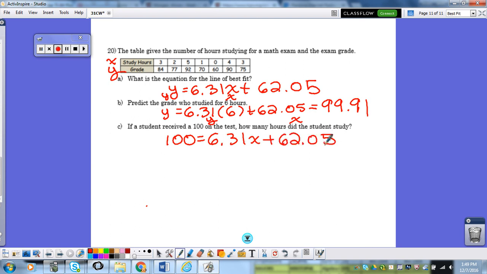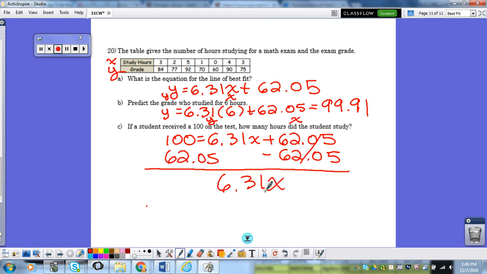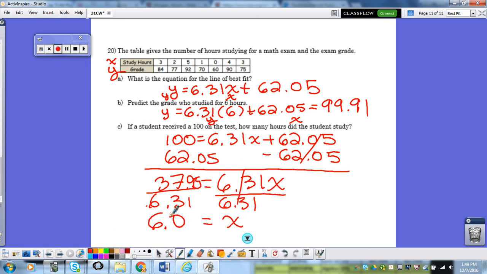Now you've got to solve for x, so you use the opposite operation. What you do to one side, you do to the other. That cancels. 6.31x is equal to 37.95. Isolate that variable. 6.31 is being multiplied, so divide both sides by 6.31, and that cancels. So x is equal to 6.01 hours. At least I think it's a 1. Can't read my handwriting. Alright, well, this concludes the video, and good luck on your test.